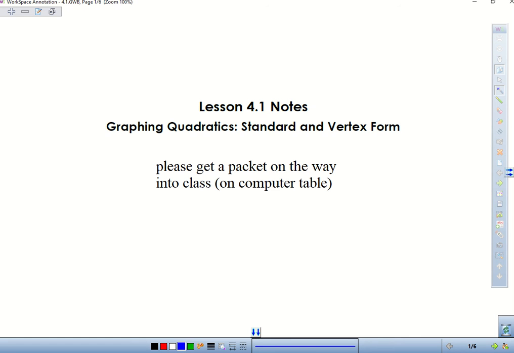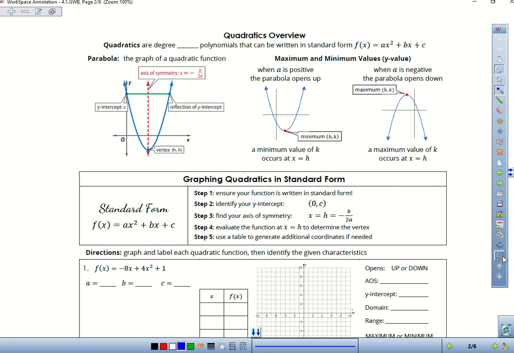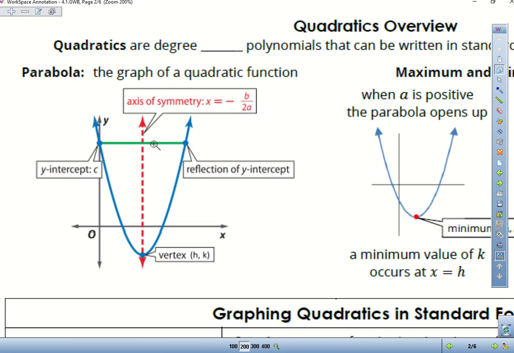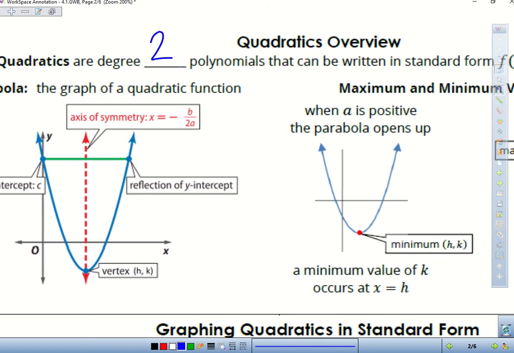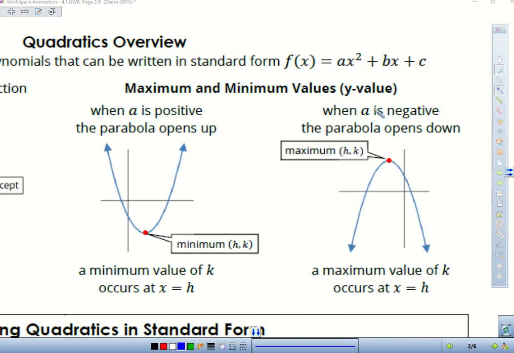Alright everyone, so today we're going to be doing 4.1, which is going to be graphing quadratic, standard, and vertex form. So let's talk a little bit about what a quadratic is. A quadratic is a polynomial of the second degree, so a 2-degree polynomial, that can be written in standard form. And standard form is known by f of x equals ax squared plus bx plus c. Now, this form can also be a y instead of the f of x, just so you know. So you can see it either way.